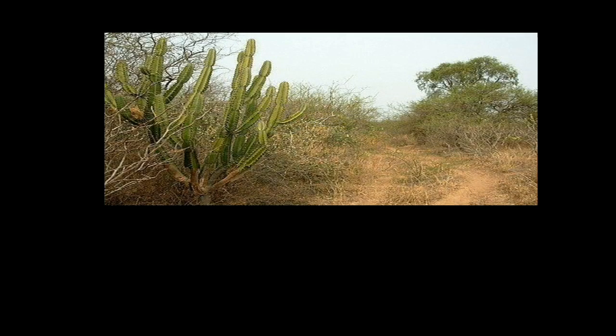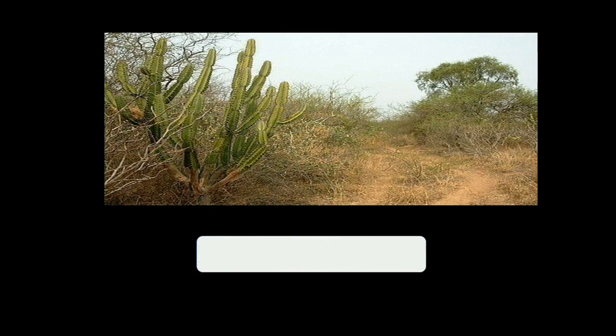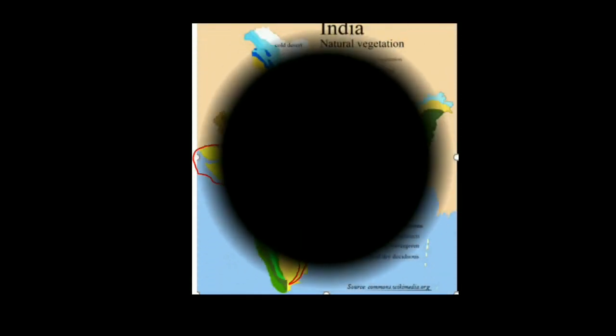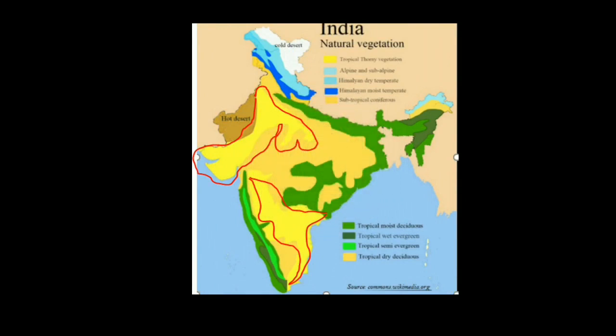Next we have the thorn forest and scrubs. You can just look at the setting of how this forest would look. This type of forest is found mostly in the western parts of India, including Gujarat.